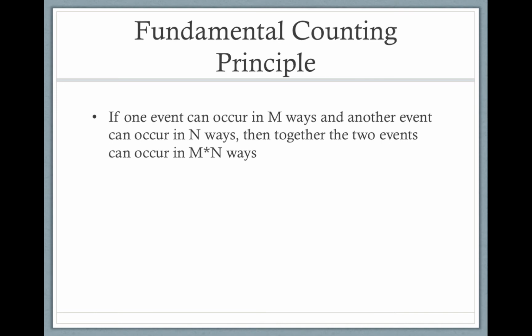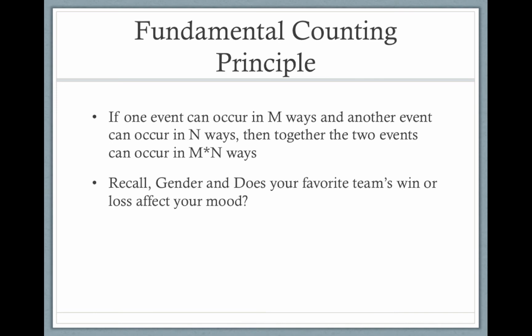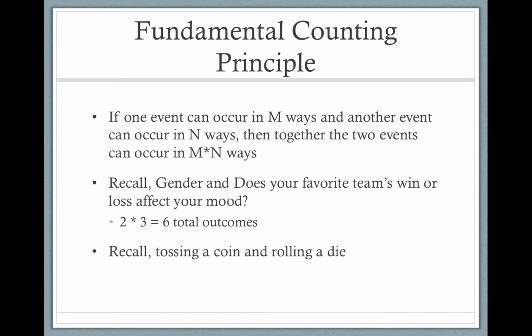So in other words, we're just multiplying the number of outcomes in each experiment together. Okay, so recall gender and does your favorite team's win or loss affect your mood? We've got 2 genders, we've got 3 moods, so that gives us 6 total outcomes, which we saw with our example. Similarly, tossing a coin and rolling a die. There's 2 sides to the coin, there's 6 sides to the die, so there's 12 total outcomes in the sample space.